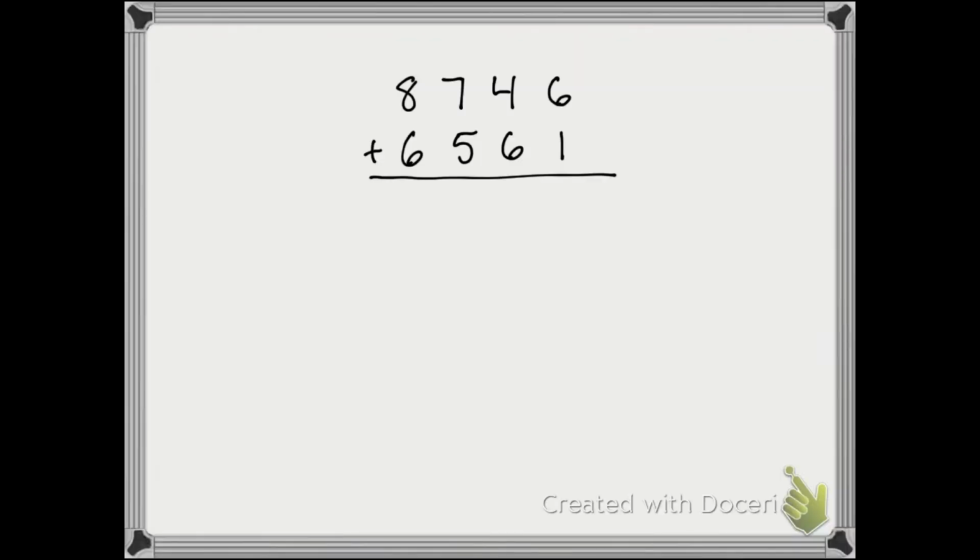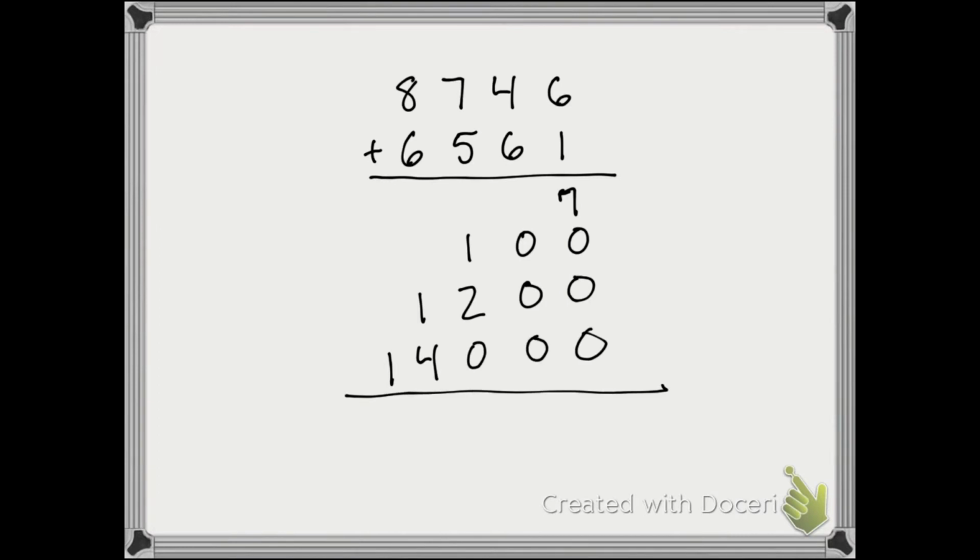This time we have 8,746 plus 6,561. So our first step is to add the ones. So 6 plus 1 is 7. Our next step is the tens place. 40 plus 60 is 100. Our next step is the hundreds place. 700 plus 500 is 1,200. And finally, our thousands place. 8,000 plus 6,000 is 14,000.